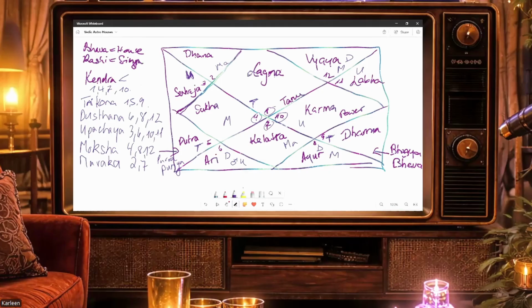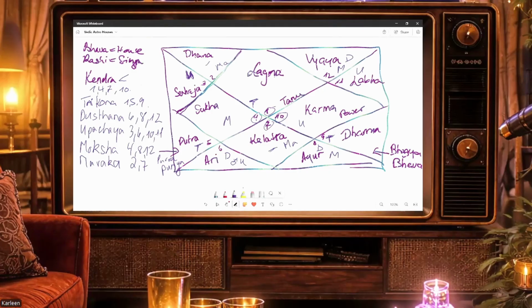And it sounds dramatic, but in practice, it just means that these lords of the second house and of the seventh house can bring significant life changes or challenges at pivotal times.